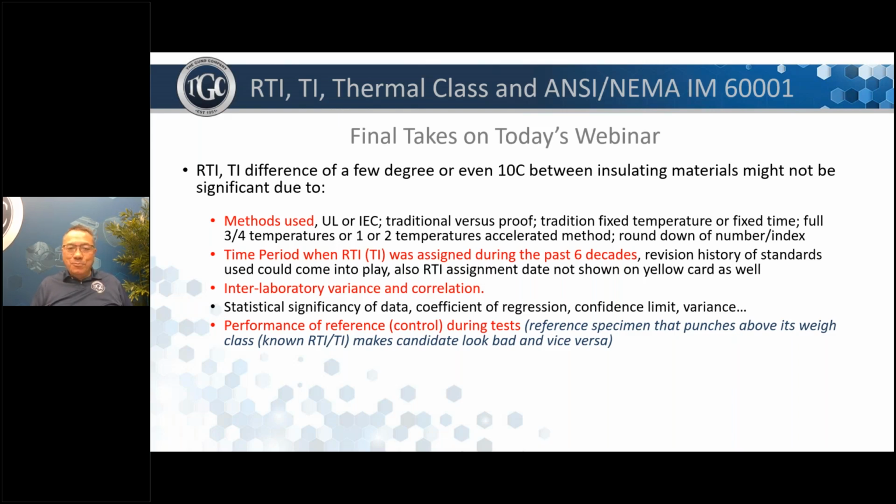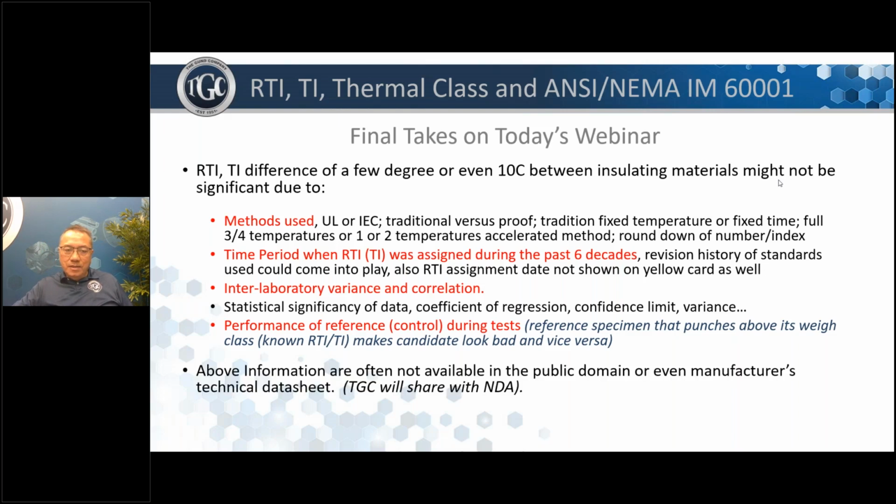And also, there's the statistical significance. How good is the regression correlation on the Arrhenius curve? You don't see it on a yellow card. You don't see it on the data sheet. Last but not least, if it's RTI, you have a reference. What's the performance of the control or the reference? If a reference has a certain RTI but outperforms, it makes the candidate look bad. But vice versa, it will make the candidate look good.